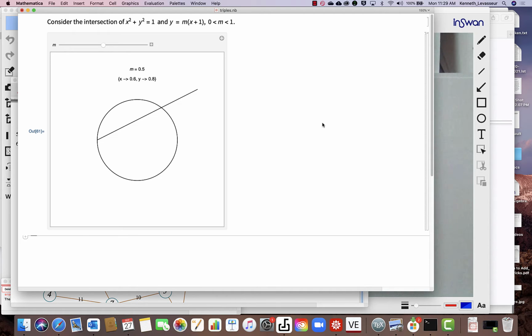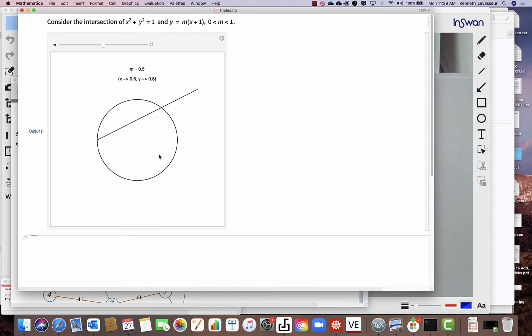You're going to consider a geometric problem for a second, and that's to find the intersection of the unit circle, x squared plus y squared equals 1, and the line y equals mx plus 1, which has slope m and passes through the point -1, 0. Specifically, we're going to be concerned with the case where the slope is strictly between 0 and 1.